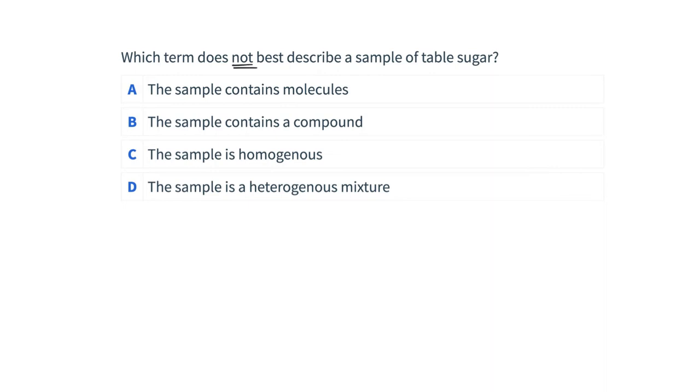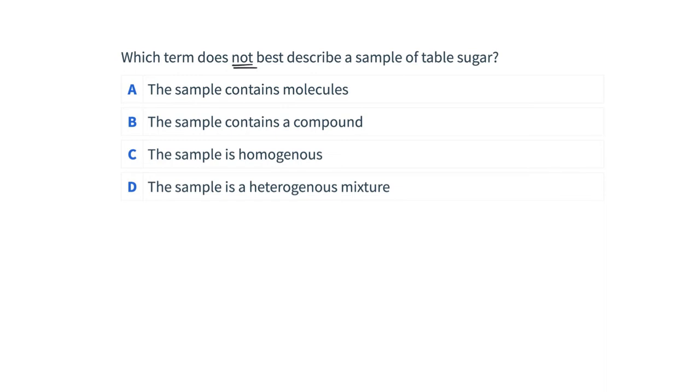Okay, so let's take a look here. Now, I sometimes really don't like questions that say which of the following does not describe, because sometimes you start looking for the thing that does describe it and then you get confused. But this is looking for a term that isn't correct for the description of the sample. So maybe you have to know a little bit about table sugar, but really not too much.